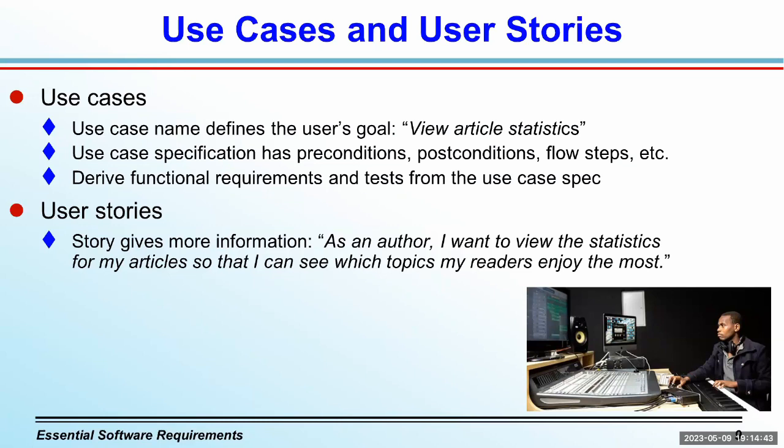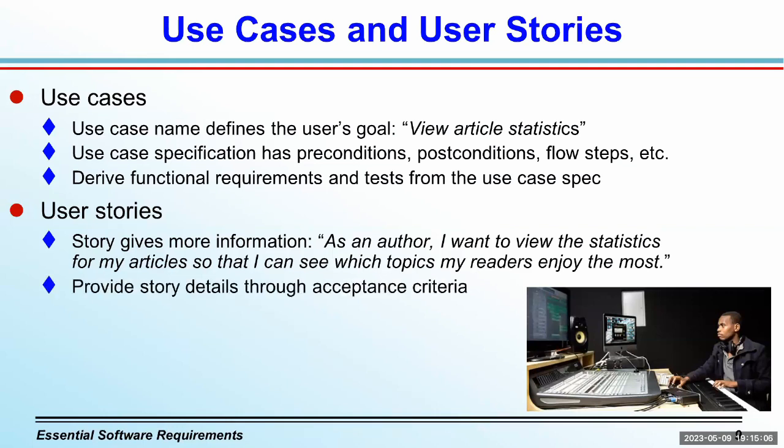So for the same need, we might write a user story that says, as an author, so now we know who is interested in this, I want to view the statistics for my articles so that I can see which topics my readers enjoy the most. And this gives us a little richer understanding of why viewing article statistics is desirable for some particular community.